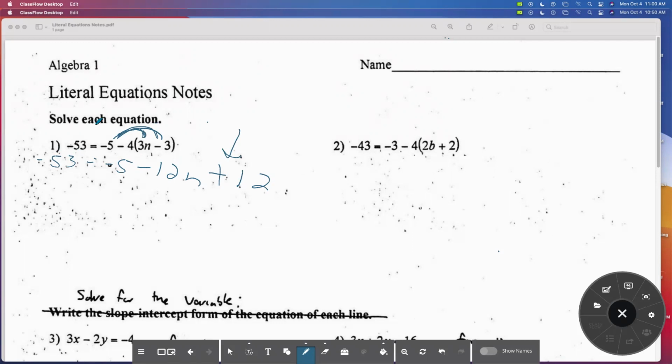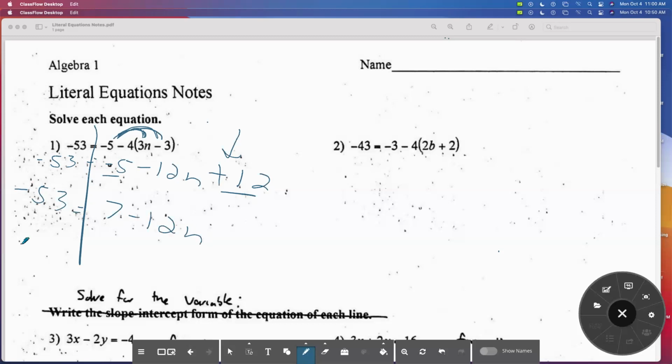Now, just like the list suggests, after we try to get rid of those parentheses, we're going to try to combine some like terms. Looking at the left side, are there any like terms that I could combine? Yeah, the 12 and the -5, which are going to combine to be a +7. Notice the -12n is really just hanging out there.